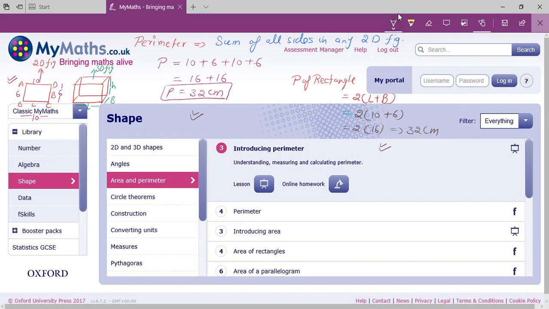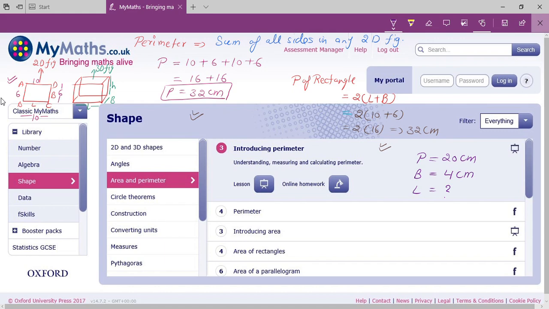Also, one other type of question that can be asked in your test: suppose they ask that the perimeter of a rectangle is 20 centimeters. Just see that on your screen. Perimeter is given, 20 centimeters. They will ask you, if breadth is 4 centimeters, then what will be its length? The length should be 5 centimeters because... no, it should not be 5 centimeters.